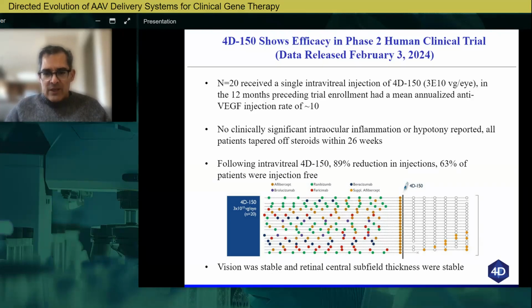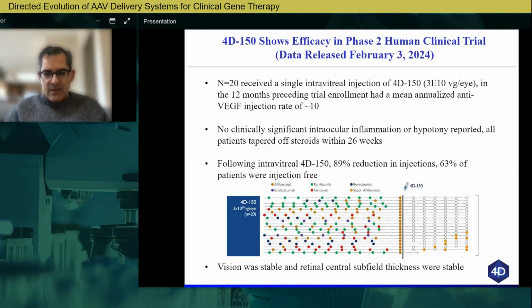In this bottom panel, you can see on the left-hand side, each one of those colored circles represents an injection of the protein. Each row is a single patient. So there are 20 rows from top to bottom to represent the 20 patients. And you can see with the introduction of the gene therapy, shown by the vertical line towards the right of that panel, there's a substantial drop in the need for protein injections. So there was actually an 89% reduction in the need for protein injections, and 2/3 of the patients were injection-free on an annualized basis within this initial data report.